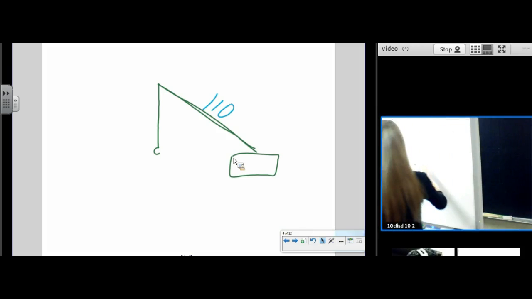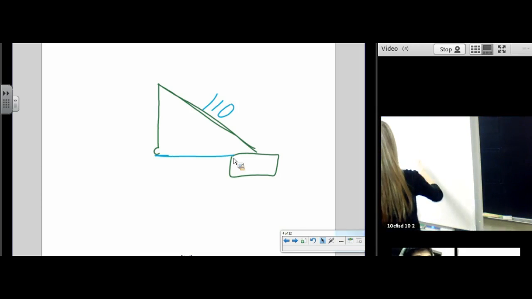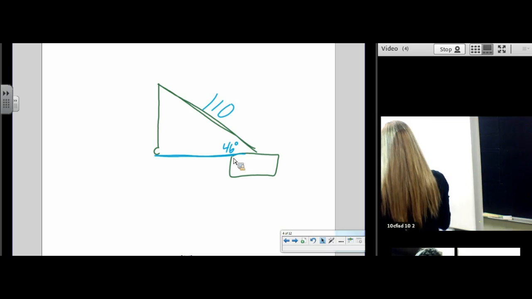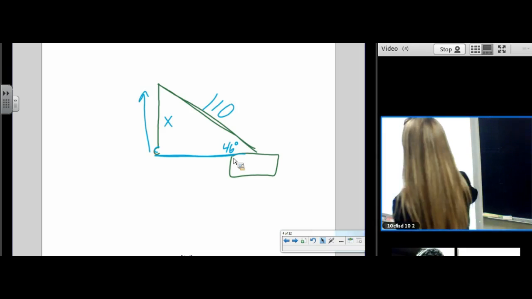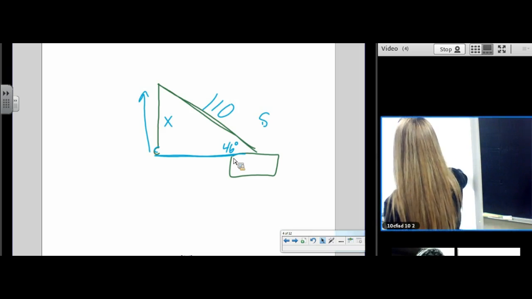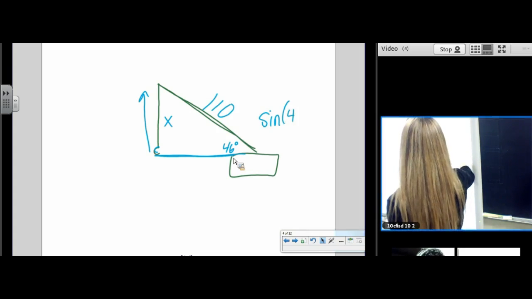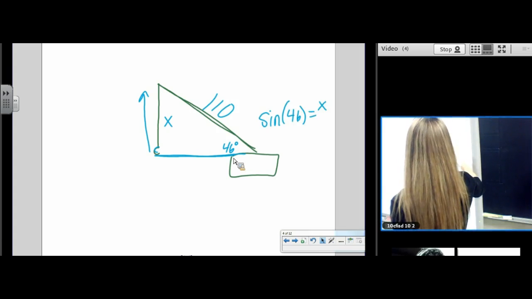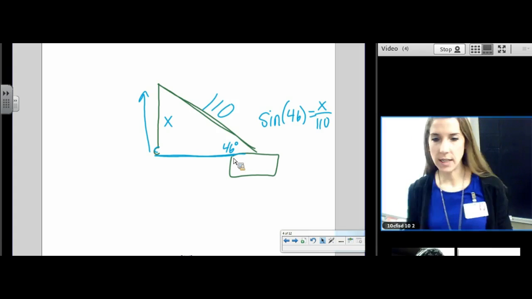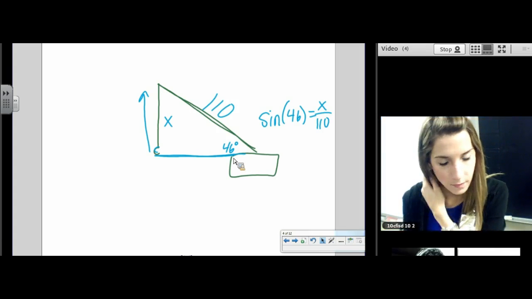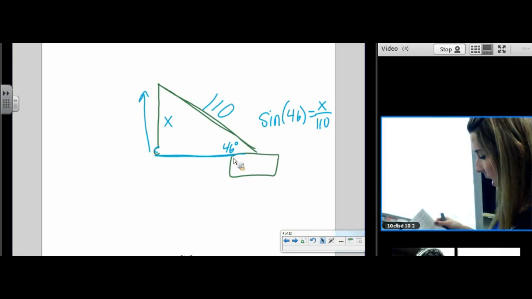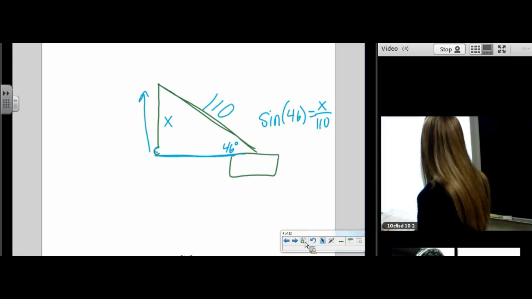Set to an angle of 46 degrees with the ground. Can raise a building material to what height? So it's going to pick up the building material, it's going to raise it up. So that's where our x goes. So this one would be sine of 46 equals opposite over hypotenuse. 110 times sine 46.